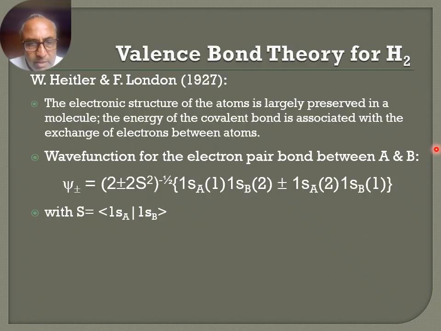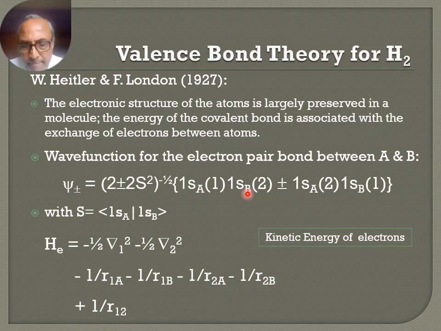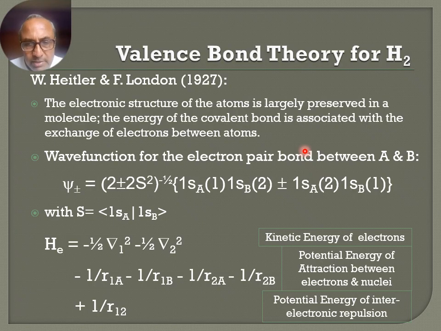Then the electronic Hamiltonian is given by minus half del 1 squared minus half del 2 squared, the kinetic energy terms for the two electrons, minus 1 upon R1a minus 1 upon R1b minus 1 upon R2a minus 1 upon R2b for the potential energy of attraction between electrons 1 and 2 and the nuclei A and B, plus 1 upon R12, the potential energy of interelectronic repulsion.